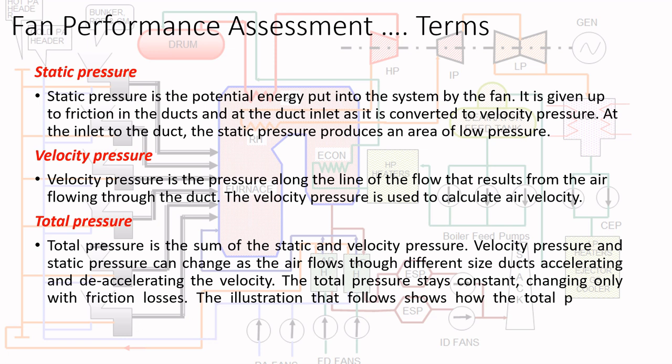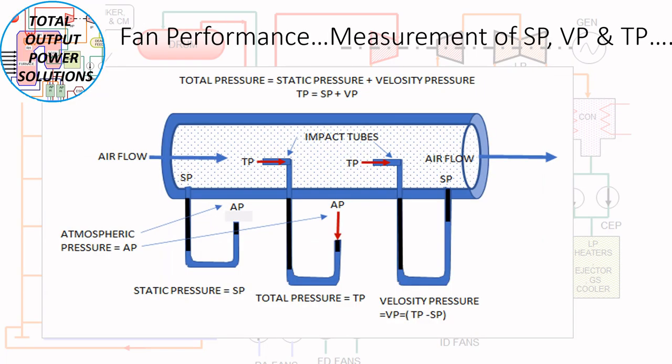Now the illustration will show you how the pressure changes in the system. For fan performance, we measure the static pressure, velocity pressure and total pressure. This can give you a clear idea about the pressures. There is an airflow through the pipe, and we have the manometers placed like this. One is connected directly to the wall of the pipe. So here you can measure the static pressure, which is perpendicular to the airflow.